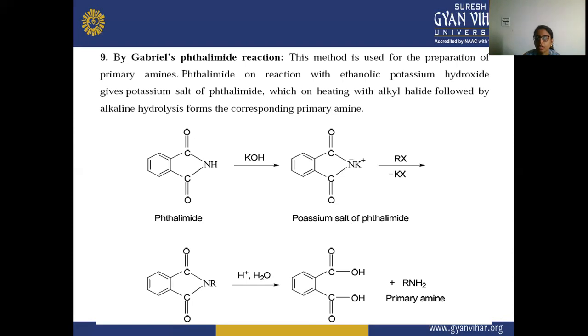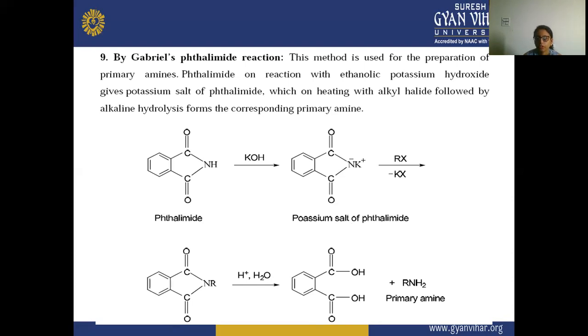So this Gabriel phthalimide synthesis is a synthesis in which your primary amine is formed from phthalimide, and firstly this phthalimide is reacting with potassium hydroxide.